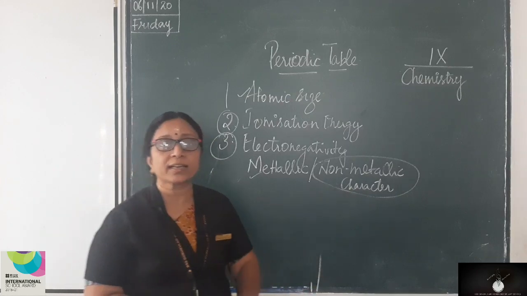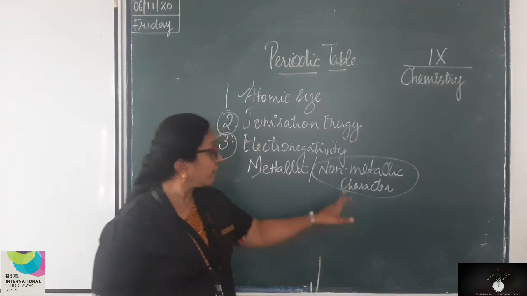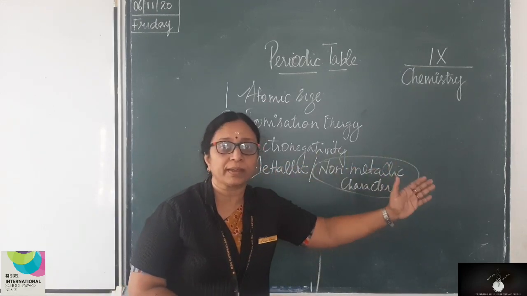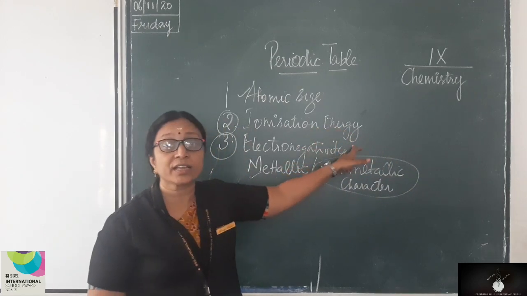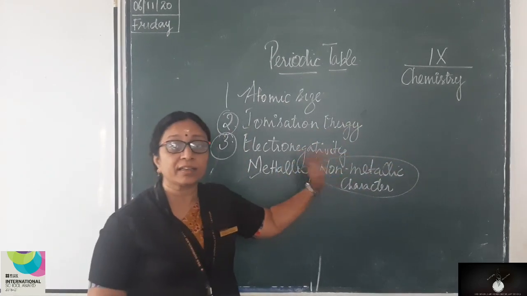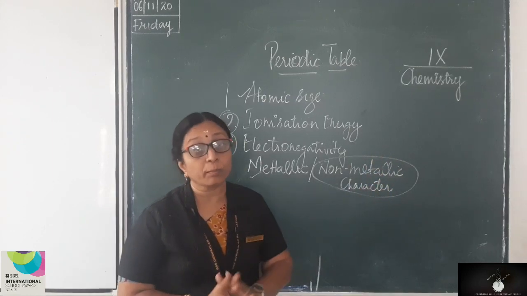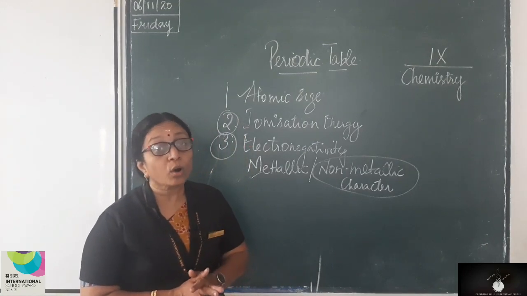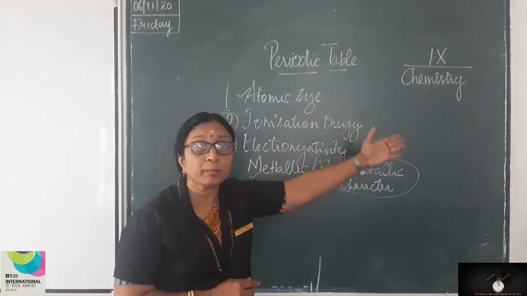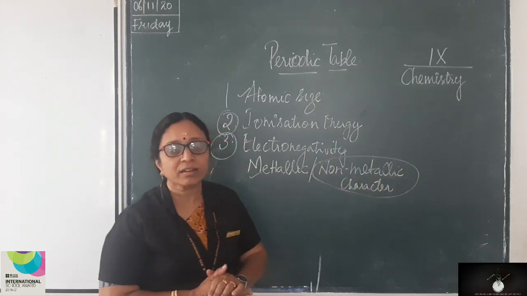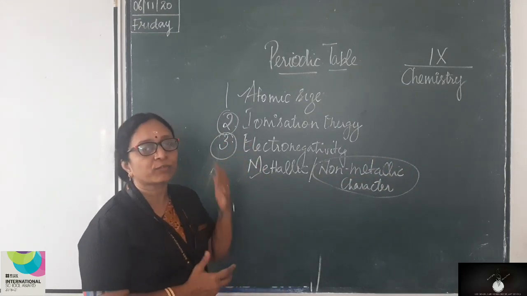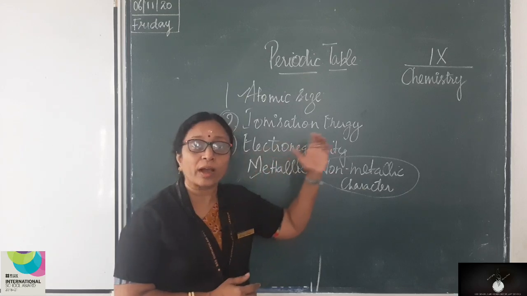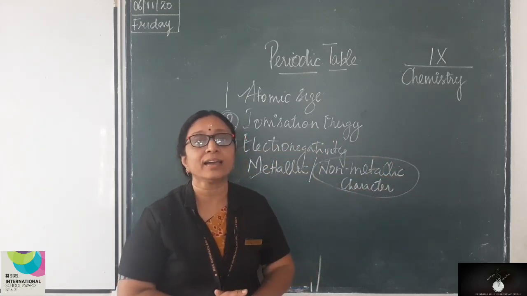So when does a non-metallic character increase and when does it decrease? We'll compare it with ionization energy and electronegativity. As we move across a period, what happens? Ionization energy increases, electronegativity increases, and thereby the non-metallic character also increases, right? So it is clear that all non-metals are found to the extreme right of the periodic table, and metals will be on the extreme left. As we move down, the metallic character increases. As we move across the period, the non-metallic character increases.